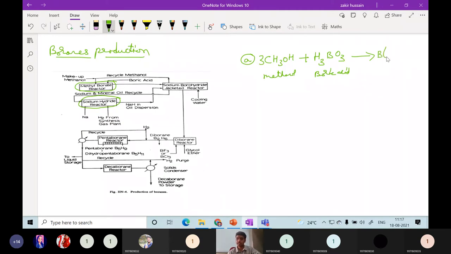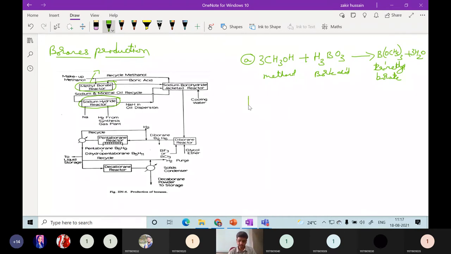Trimethyl borate is B(OCH3) thrice. Because three CH3s are there, it is called trimethyl borate, plus three molecules of water will be formed. So this is the first reaction taking place in the methyl borate reactor: methanol plus boric acid or metaboric acid will be reacted to form trimethyl borate.